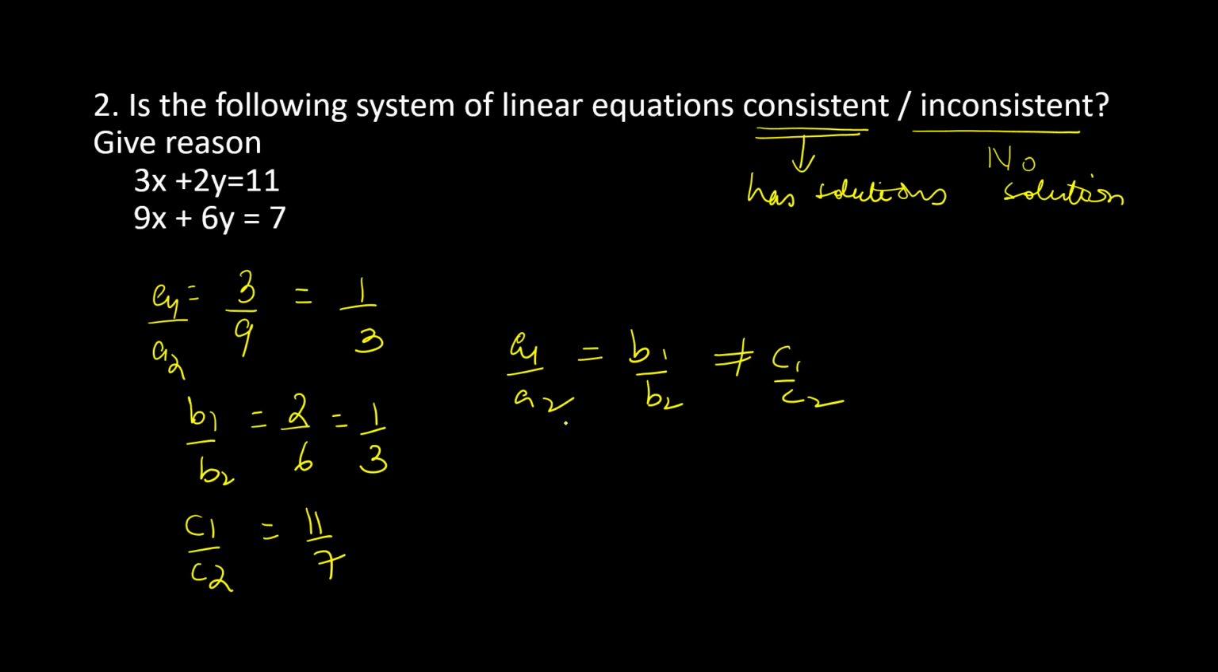When this happens, we call such kind of equations a pair of parallel lines, right? This is the condition for parallel lines. And as we saw in the previous slide, parallel lines means that there is no solution. So the answer over here would be that this system is inconsistent.